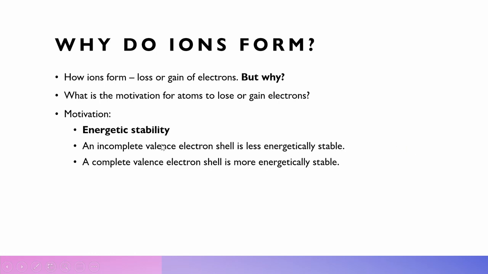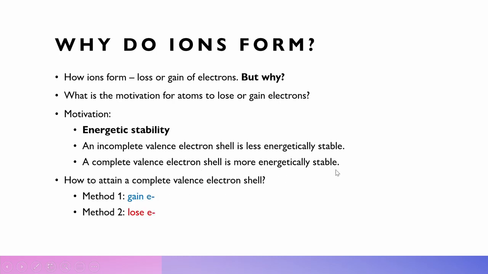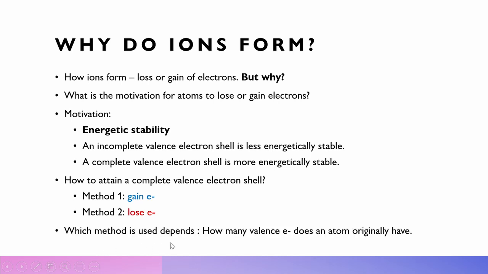If that electron shell is not completely filled, then the atom is less stable compared to when the valence electron shell is completely filled. There are two ways to completely fill a valence electron shell. One way is to gain electrons to fill up the remaining spaces. Another way is to lose all of the existing electrons in the valence shell so that the electron shell underneath will become the new valence electron shell. Which way is used depends largely on how many valence electrons the atom originally has.